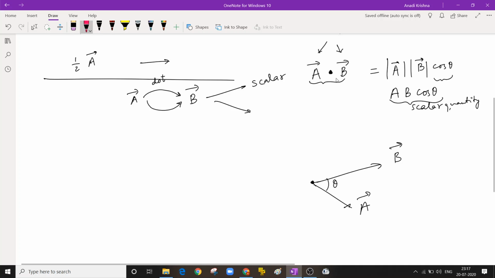Why? Because the properties of A, it was a vector quantity. Properties of B, it was also a vector quantity. When they are multiplied via dot product, the result is a scalar quantity. It doesn't remain a vector anymore.